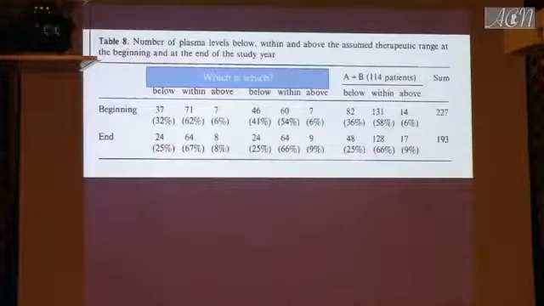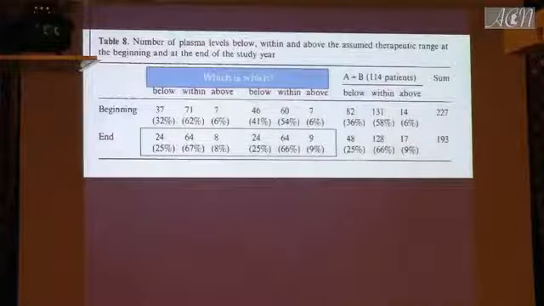And at the end of the study, can anybody tell me which one is group A and which one is group B? Which one we monitored and which one we did not monitor the blood level? It is exactly the same. So basically, 25% of both groups were subtherapeutic, 67% in both groups were within the range, and 9% were above the level.